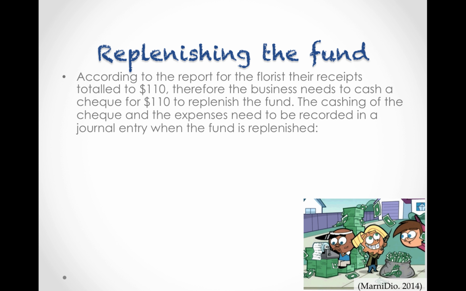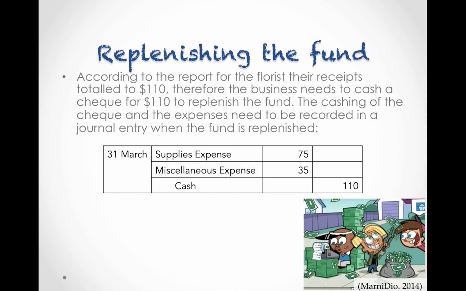The cashing of the check and the expenses need to be recorded in another journal entry. So at the end of the month, March 31st, supplies expense was $75, miscellaneous expense was $35. And then these are both debited because they're an expense. Cash was then credited $110, as this is the amount of money needed to replenish the fund.